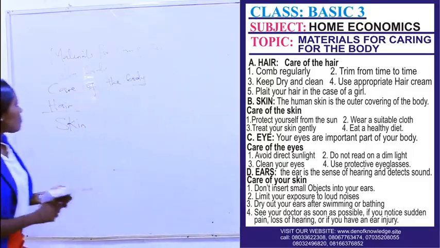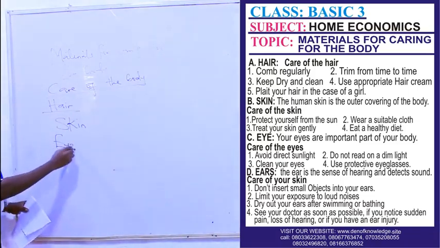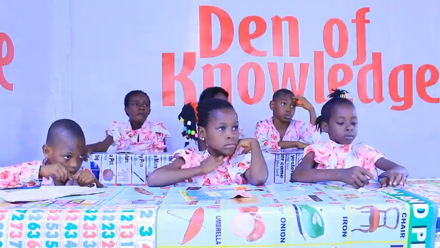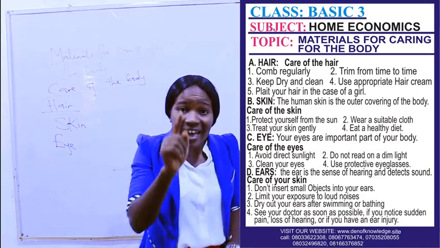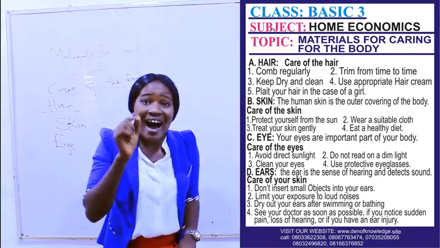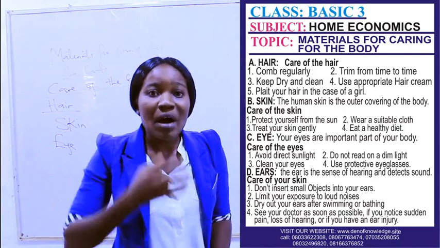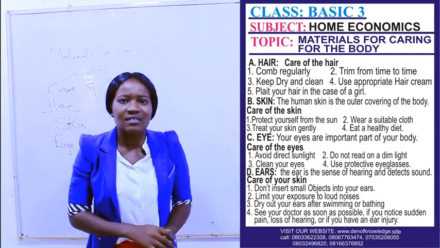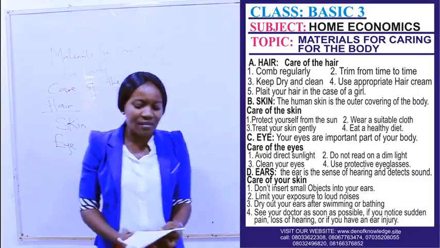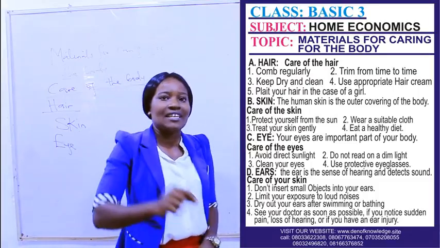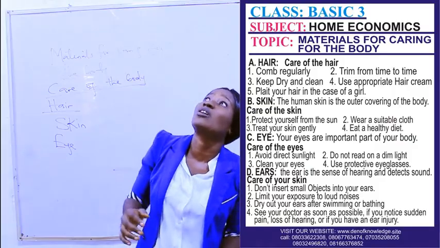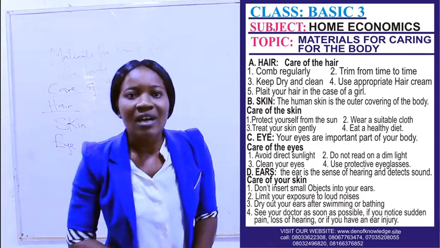Then the next part is the eye. Yes, your eyes are an important part of your body. See my eyes. My own eyes are important. How can I care for my eyes? The first one, avoid direct sunlight. Some of you will cover your eye. When the sun is too harsh, you raise your eye. What are you looking for?